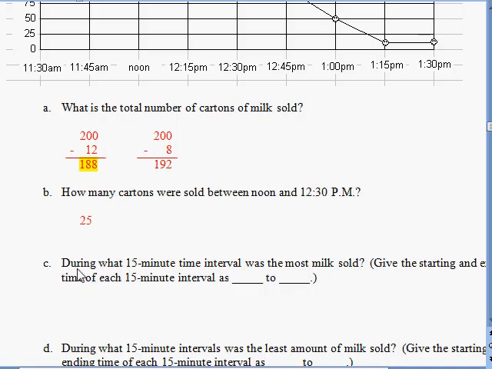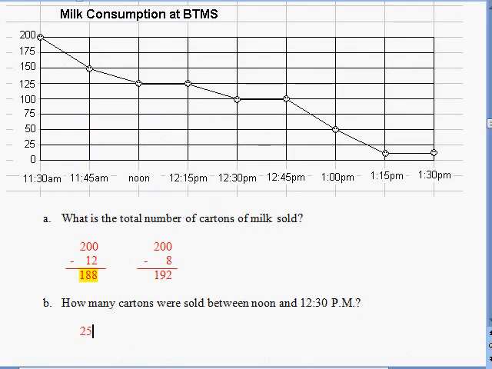The next question says, during what 15-minute time interval was the most milk sold? And you want to give the starting and ending time of each 15-minute interval as blank to blank. This may not be on the test. You need to know that an interval goes from one time to the next. That's one interval. So you would say noon to 12:15. Alright, but the question's saying what time interval was the most milk sold? So you have to look up at the chart. Hopefully your eyes will take you to the two big slopes. It's either going to be this one or this one, so let's analyze it a little further.